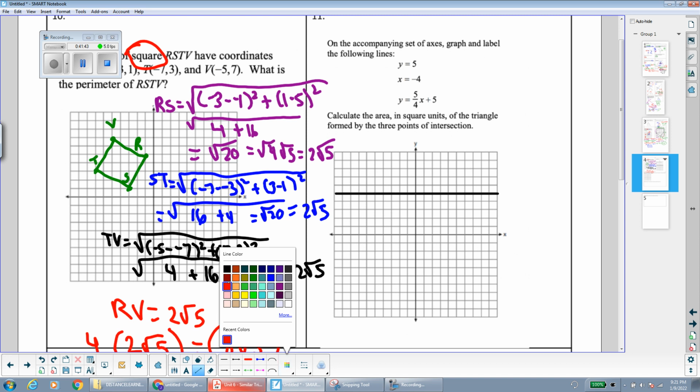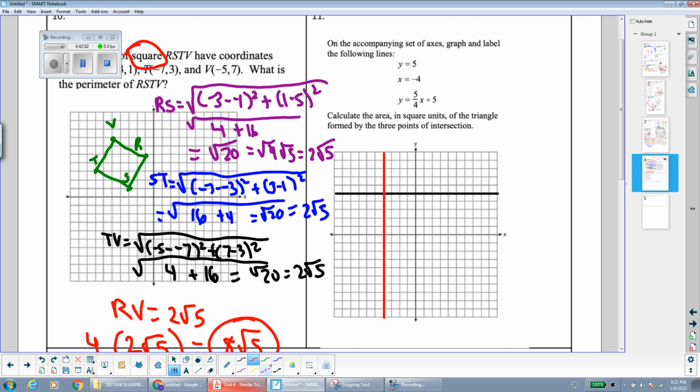Okay, now the line x equals -4 is a vertical line, and that includes all of the points that have the x coordinate of -4. There we go. That's the line x equals -4.